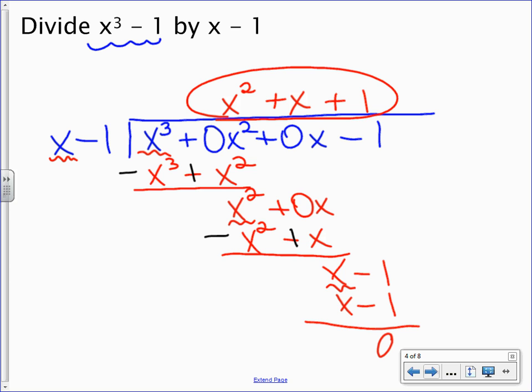So what can we say about x minus 1 if it divides evenly? A factor. I like where you were going with that, but we call it a factor. So x minus 1 is a factor because it divided evenly. And what do factors tell us? What can we get from factors? Zeros. We get zeros.